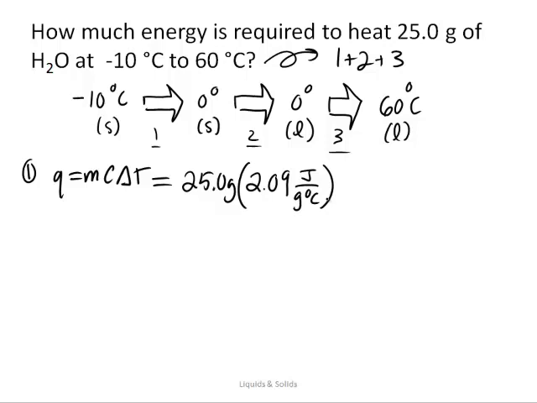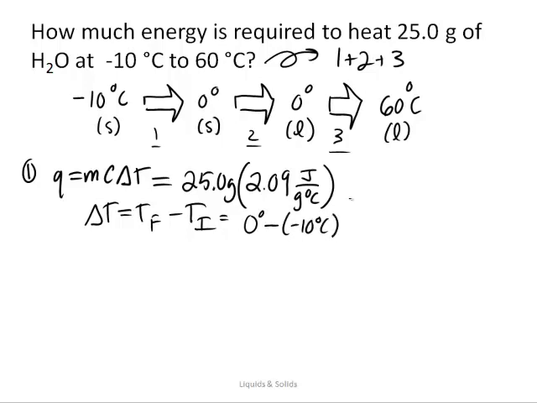We're going to multiply that by the delta T. Now delta T is always calculated as temperature final minus temperature initial. So our final temperature that we want is 0 degrees Celsius. Our initial temperature is negative 10 degrees Celsius. So that's going to give us 10 degrees Celsius for a change in temperature. And if you throw that in your calculator, you get 522 joules. Okay, so we've done that one.